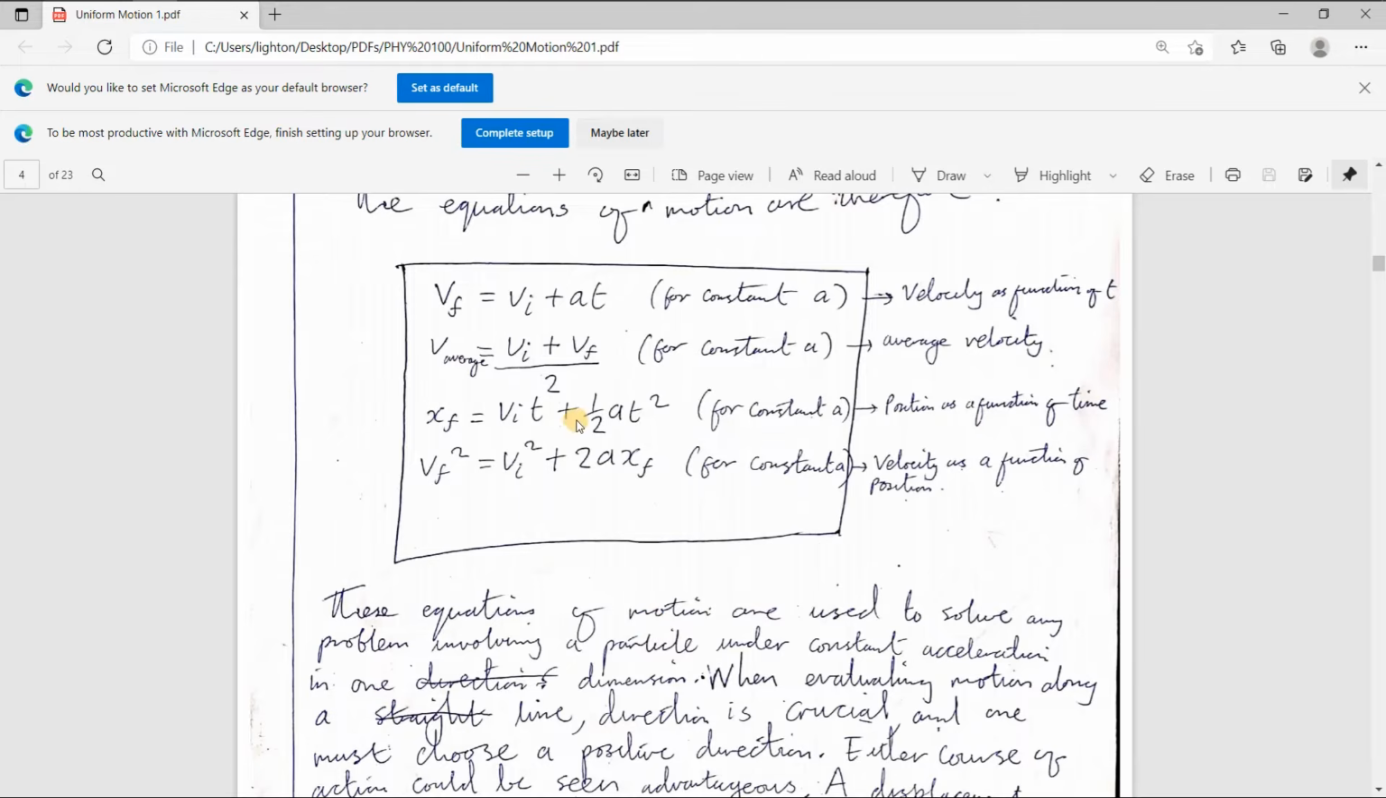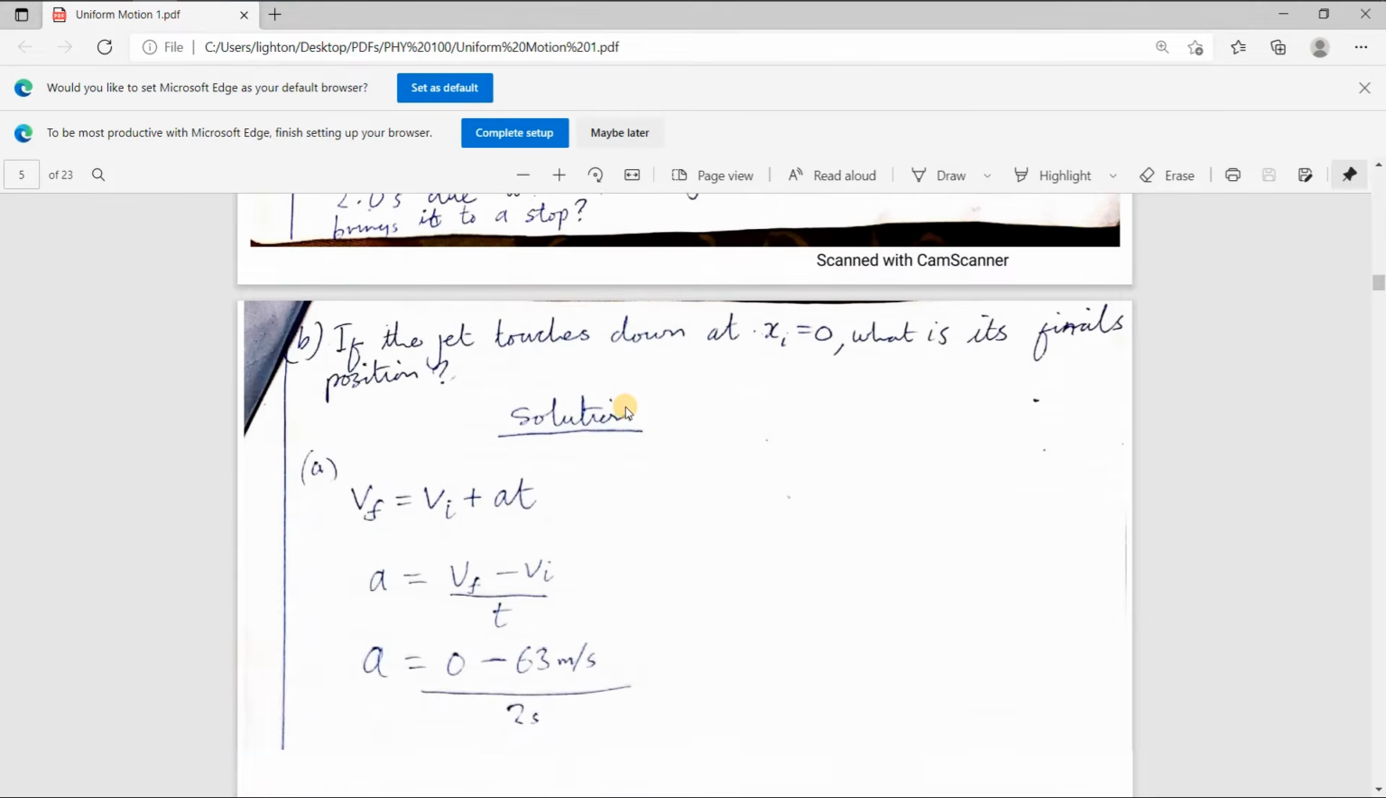Alright, so from what we have, an equation involving position, the simplest one to use is just this one because we also have the time. So I'll use this equation to work out the position.